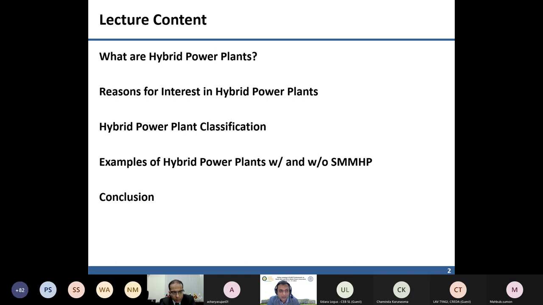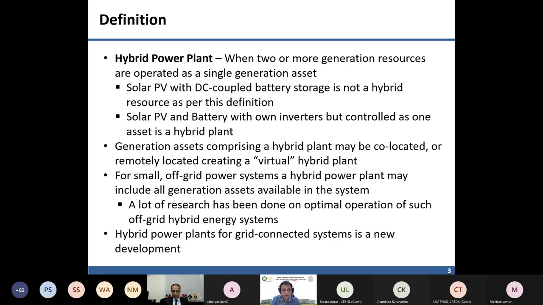So I'll talk about what hybrid power plants are, why there has been interest in developing these plants, what the different ways are in which you can classify them, and then focus on a couple of examples of hybridization, both that have been implemented in the field, and those that have been tested in a laboratory setup that mimics the conditions you would encounter in the field. Before I get into those examples, let me talk about some conceptual things at the beginning.